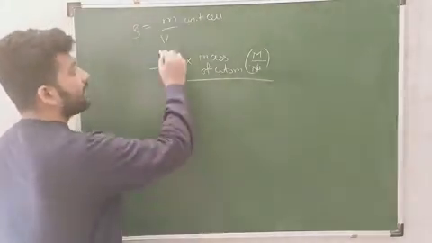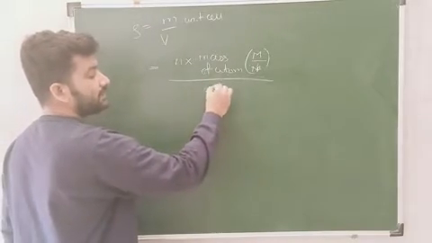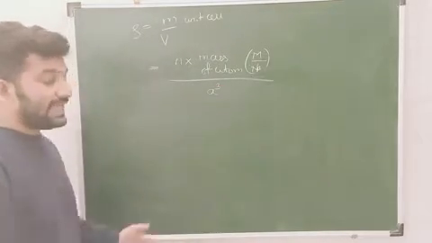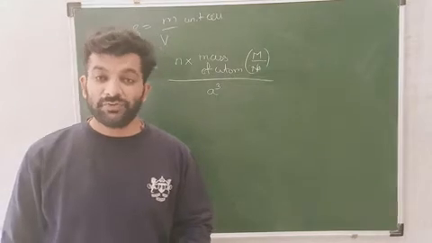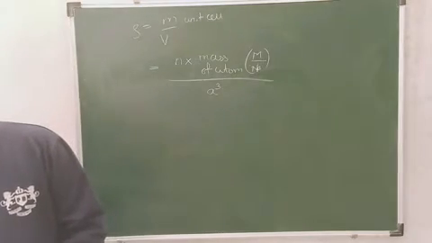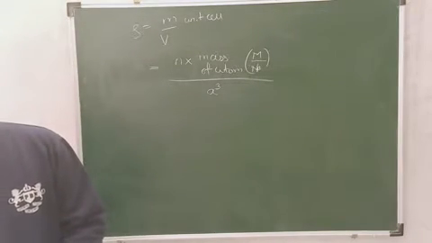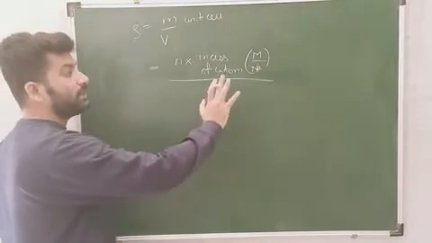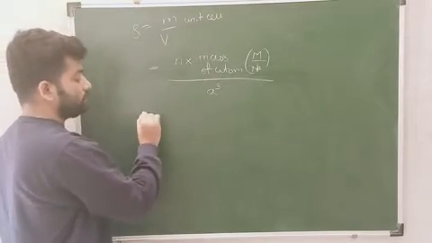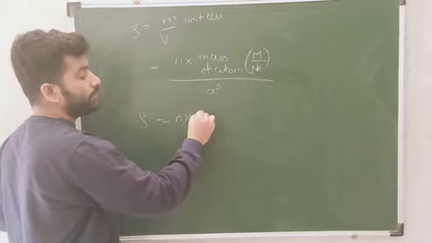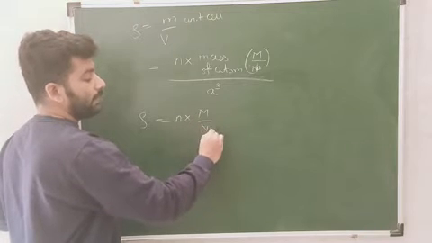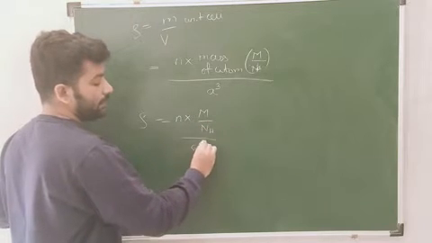And here we will have volume. The volume of unit cell is given by a cube, where a is the edge length of the unit cell. In this way we get the final formula for density: density is equal to N into M upon Na divided by a cube.